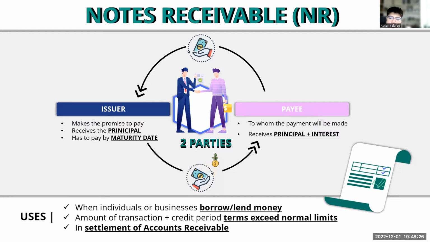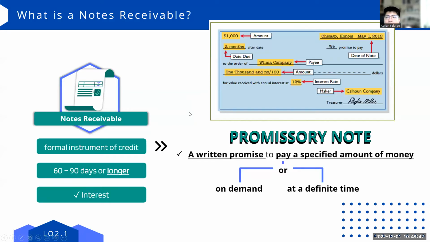As a payee, you'll have a notes receivable, and in turn, what you expect is not only the principal amount, basically the stated number on the face, but also a portion of the interest, depending on the number of terms, right? Again, I'm going to stress that a promissory note is a written promise to pay a specified amount of money on demand or at a definite time. So a notes receivable can be payable on demand or payable on a certain date, right?